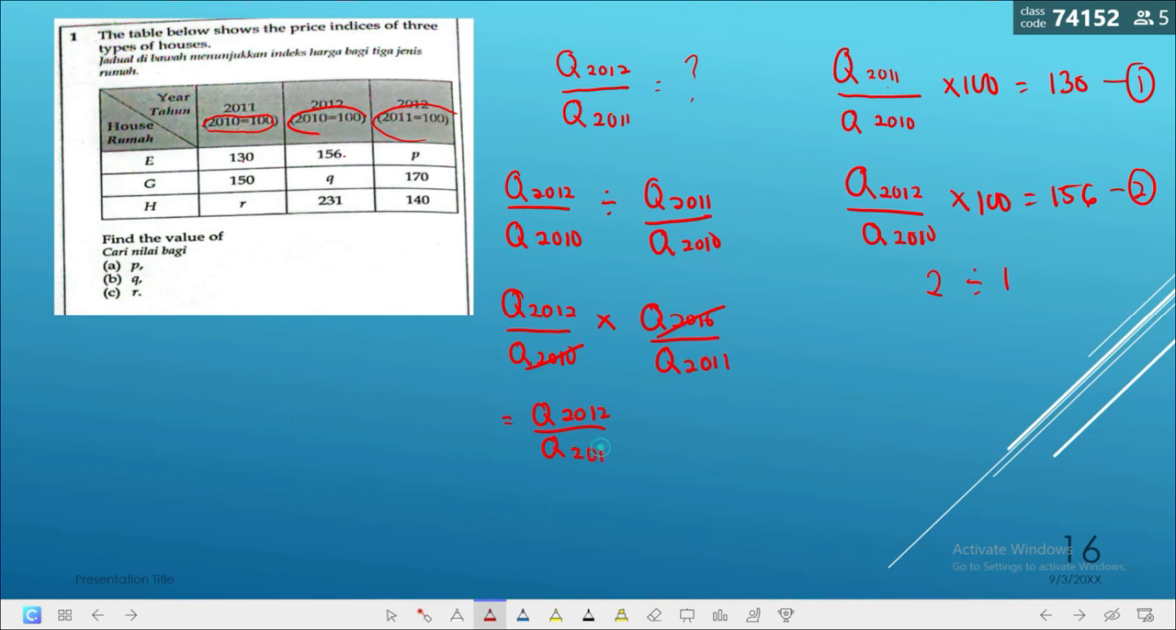And 2012 over 2011 means 156 divided by 130, right? So we just use this one: 156 over 130, times 100. You will get the index, 120. So that's the index for P.